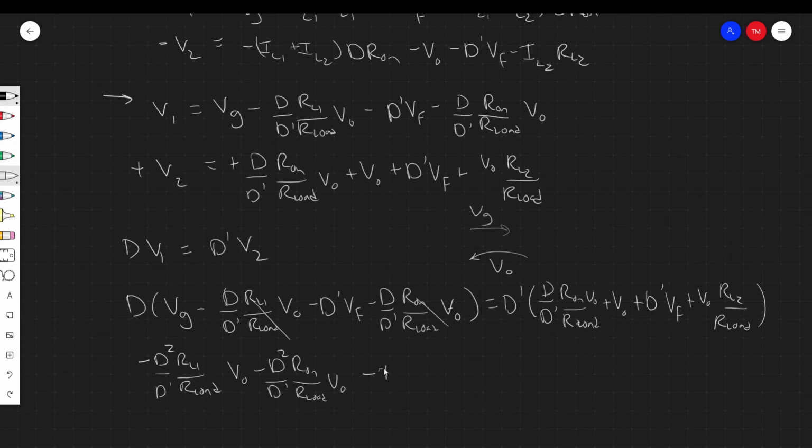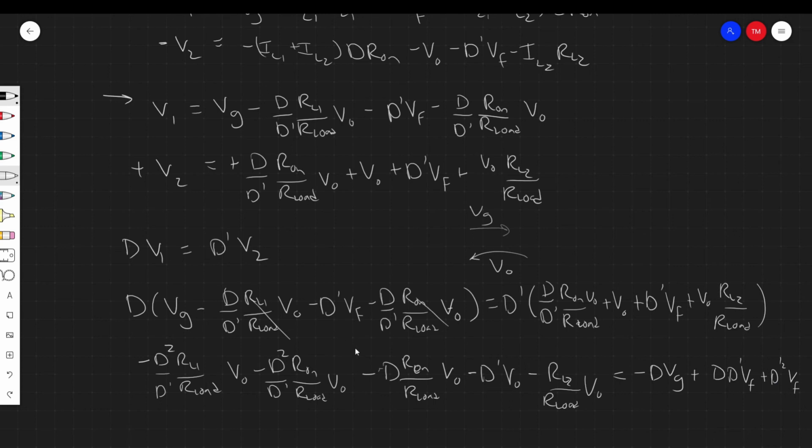So minus D R on over R load times V out, minus D prime V out, minus RL2 over R load times V out, right? That's one side, and on the other side, we're going to have minus DVG plus D prime VF plus D prime squared VF.